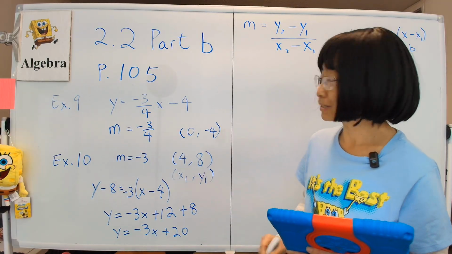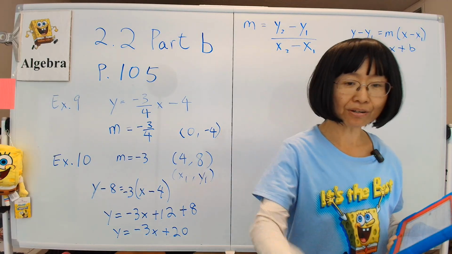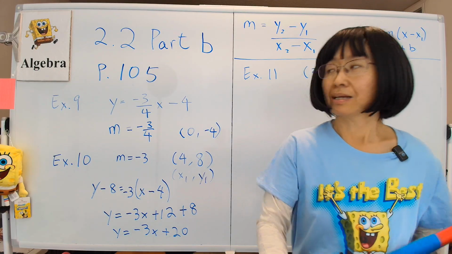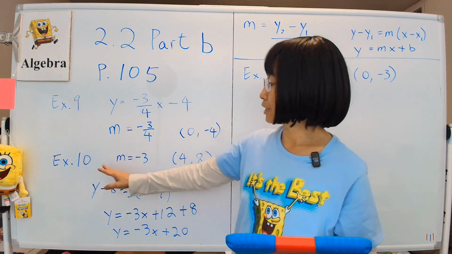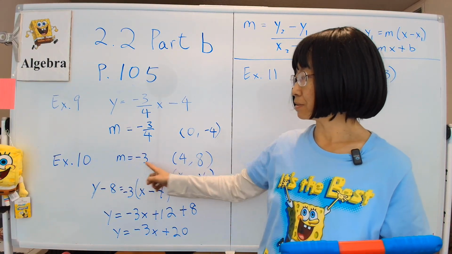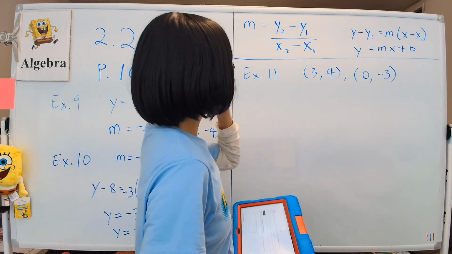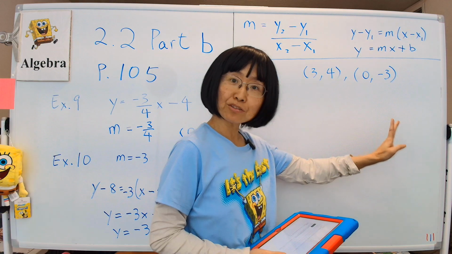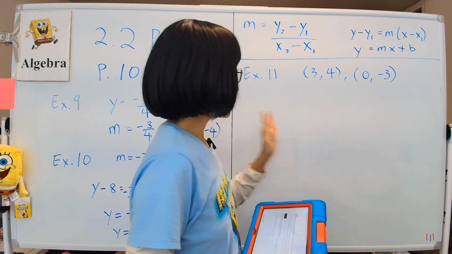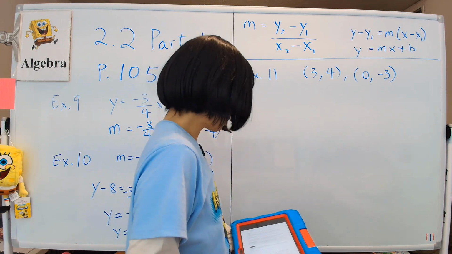Okay, so please do example 10 as part of your homework. Now, in example 10, we were given the slope and 1 point. Now let's look at example 11. We're no longer given the slope, but we are given 2 points. So we are again supposed to write down the equation of the line.